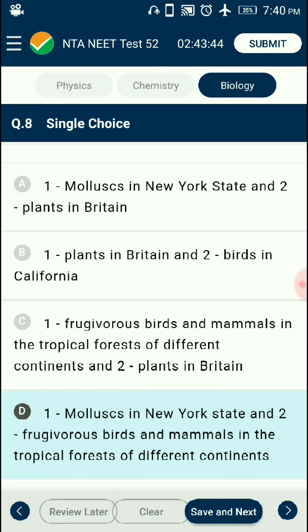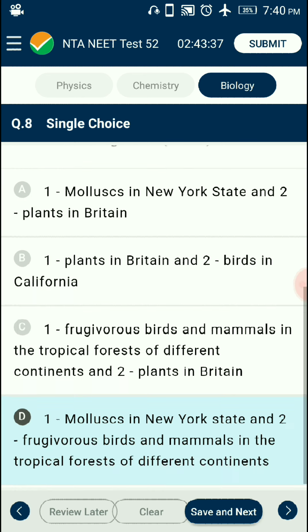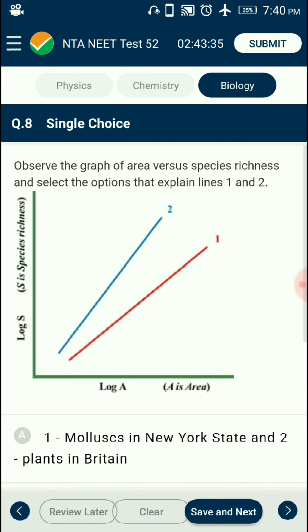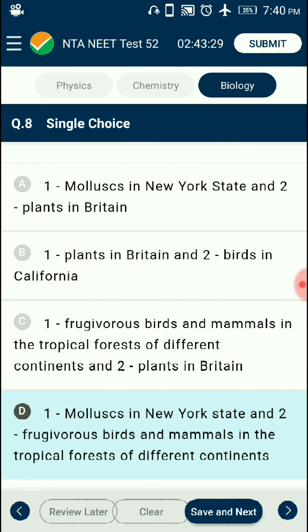First one, mollusks in New York State, and second one, frugivorous birds and mammals in the tropical forests of different continents. So that only explains line 1 and 2. So the correctly matching option is D.